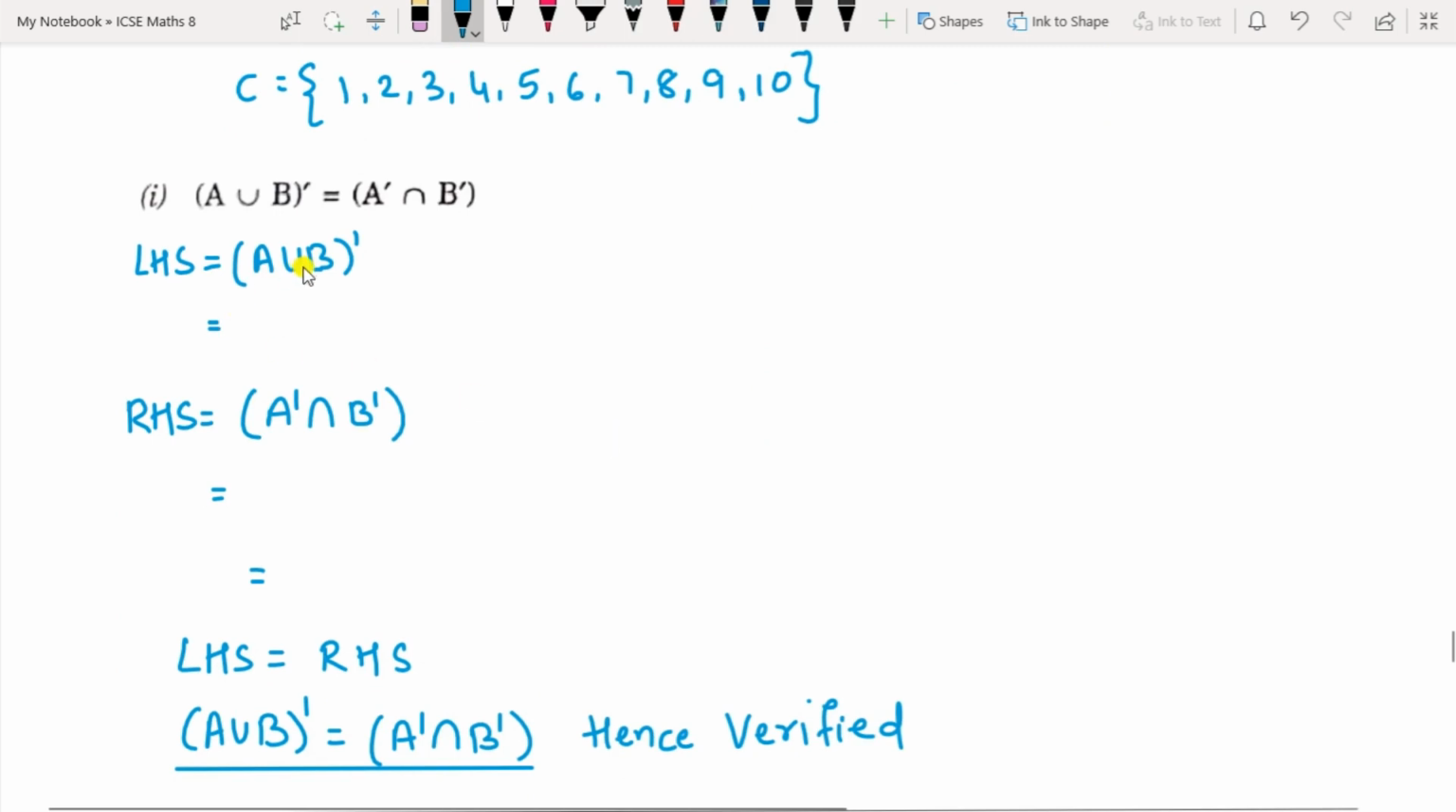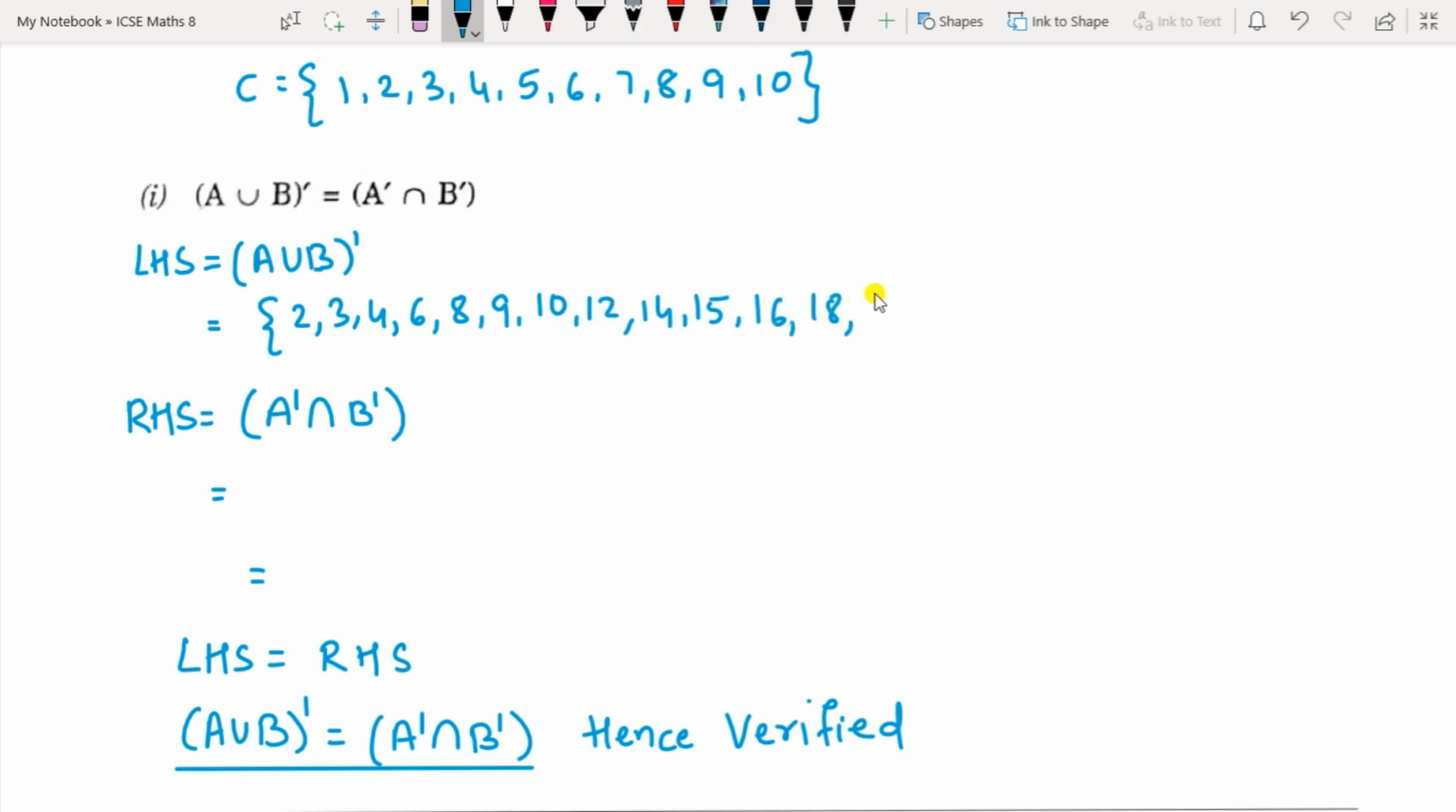So A union B complement. Write the A union B first here. So it will be 2, 3, 4, 6, 8, 9, 10, 12, 14, 15, 16, 18, 20 and 21. This is union. Now its complement you have to write. So leave these elements from the universal and write the remaining from the universal. So it will be 5, 7, 11, 13 and 17. So this is A union B complement.